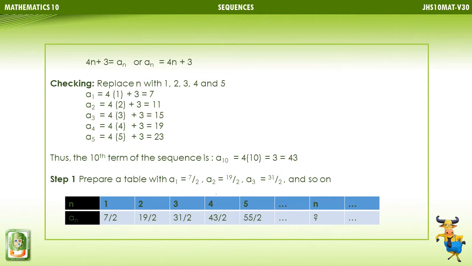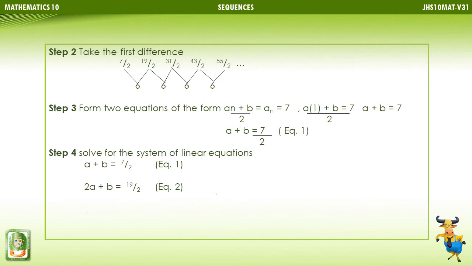Solution B. Step 1. Prepare the table with a sub 1 equals 7/2, a sub 2 equals 19/2, a sub 3 equals 31/2, and so on. Step 2. Take the first difference: 7/2, 19/2, 31/2, 43/2, 55/2. Step 3. Form two equations of the form an plus b equals a sub n. If n equals 1 and a sub n equals 7/2, a times 1 plus b equals 7/2, a plus b equals 7/2, equation 1.